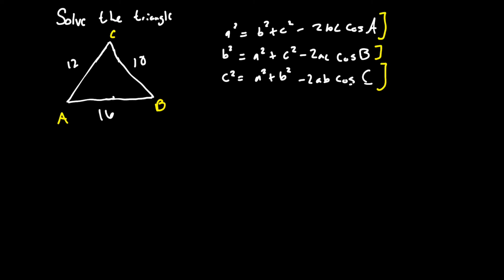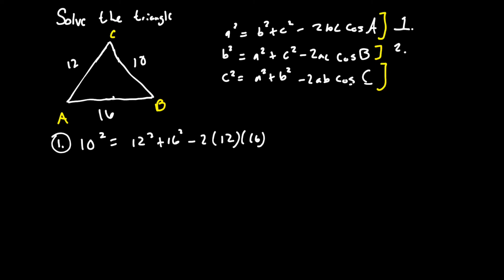So we're going to break this problem up into two pieces real fast. Solving for this equation, we'll call this 1, and solving for this equation, we'll call this 2. Plugging in the values for equation number 1, we'll get the following. This is going to be 10 squared is equal to 12 squared plus 16 squared minus 2 times 12 times 16 times cosine of A.